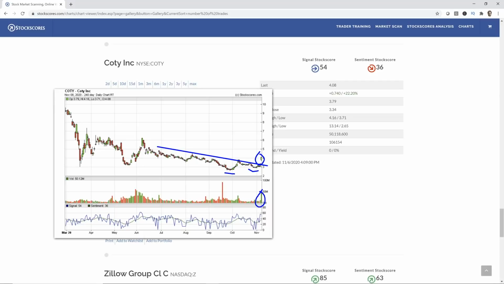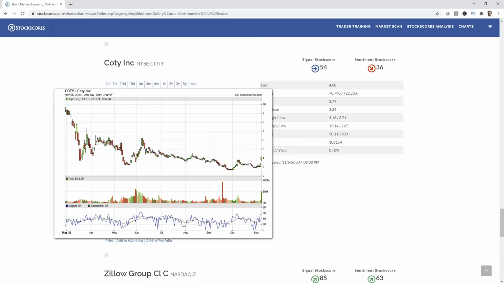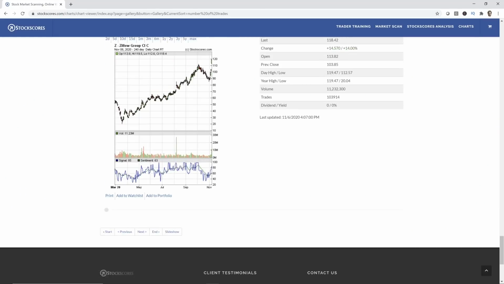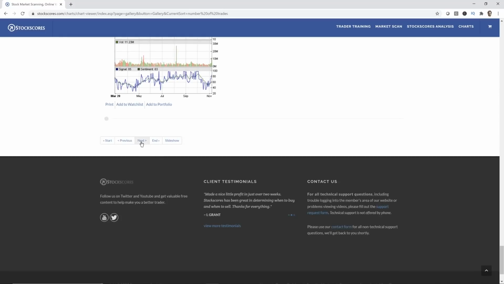Now, I have an issue with this one, and that is this lengthy trading range over here. The stock traded a lot of volume through the summer in that $4 to $5 range. And so I'm concerned that it's going to take a lot of volume to get through that price range. So I would give COTY a 6.5 out of 10, which means I think it has a 65% chance of working.